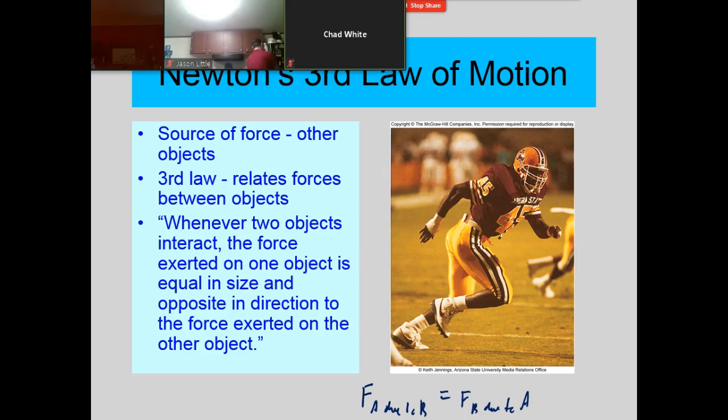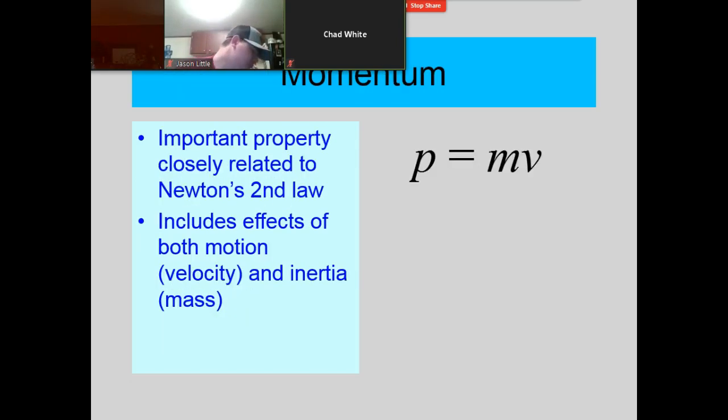It's just that the little bass boat has way less mass than the aircraft carrier, so its acceleration was huge compared to the aircraft carrier's negligible acceleration. But the forces are exactly equal. The force with which I push off the ship is pushing off of me. And that leads to the concept of momentum.